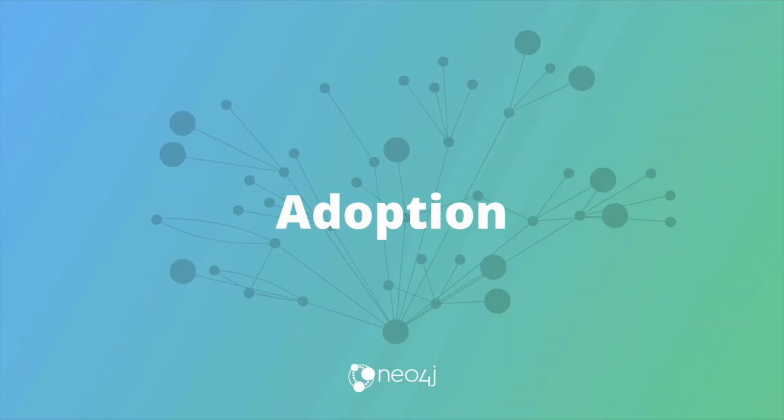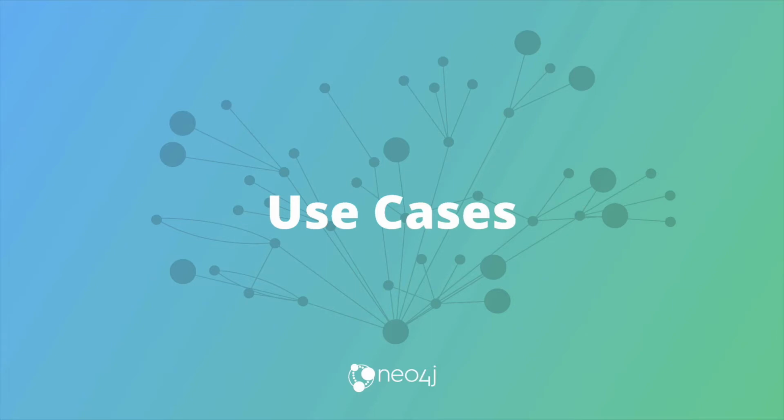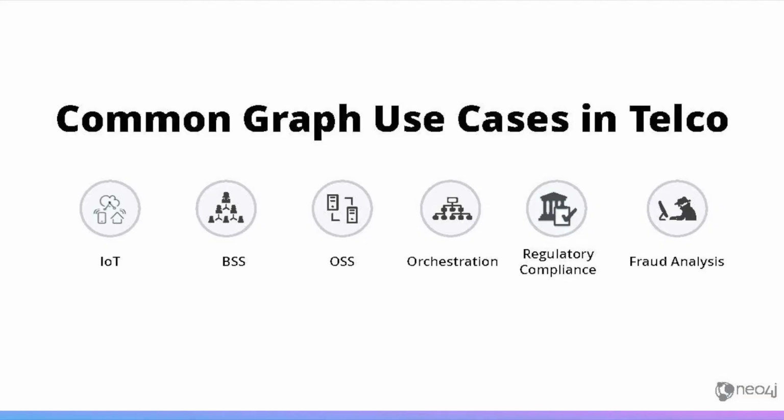But I was saying that let's stop with the experiments here, and let's go back to adoption. I was talking before about carriers, big telco companies, that we can probably extend to also communication service providers and maybe cable and satellite companies as well, as you can see in that list. But it's not just carriers and equipment manufacturers, equipment vendors in the telecom space. There are also software and services companies like HP and Zenoss, as you can see, that are using Neo4j. Let me explain some of these use cases, how they are using graphs. I've tried to categorize that in a number of areas, and these are the ones that I've come up with.